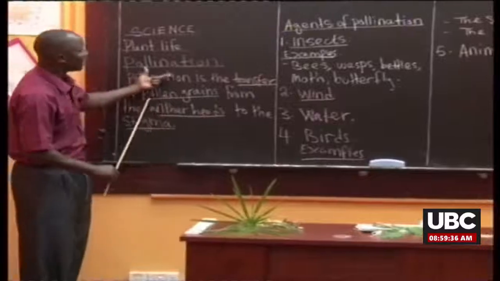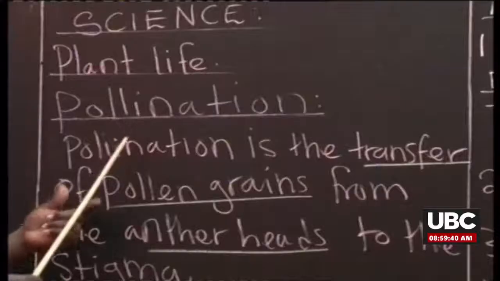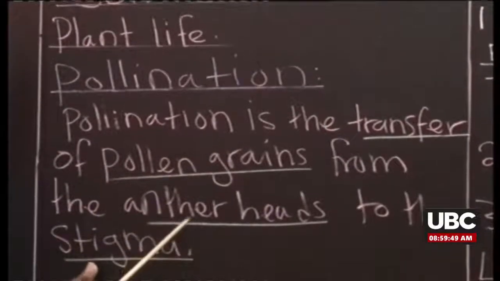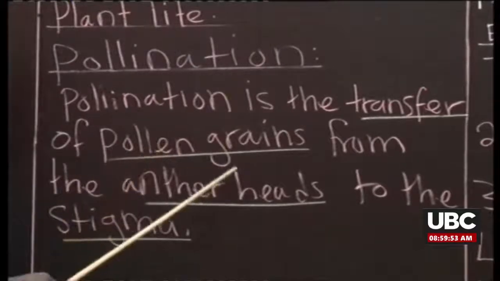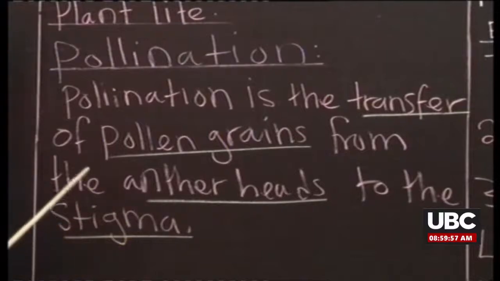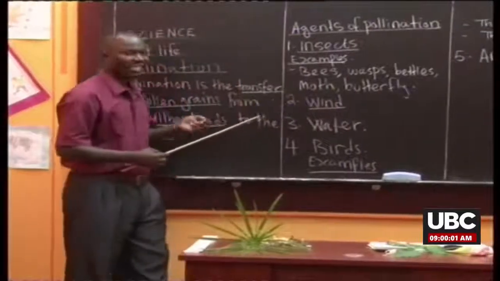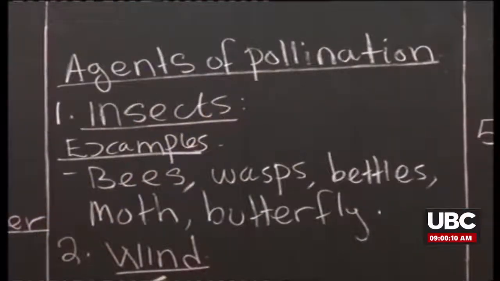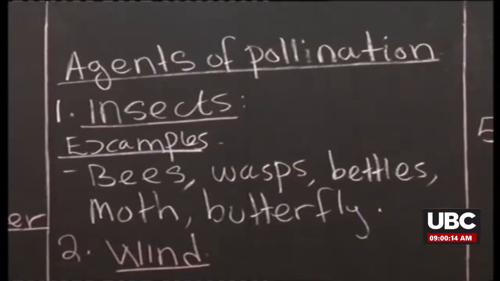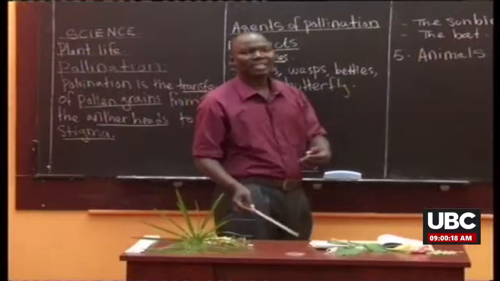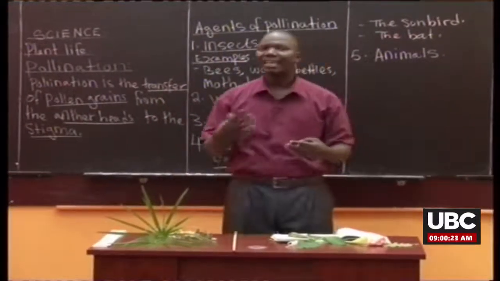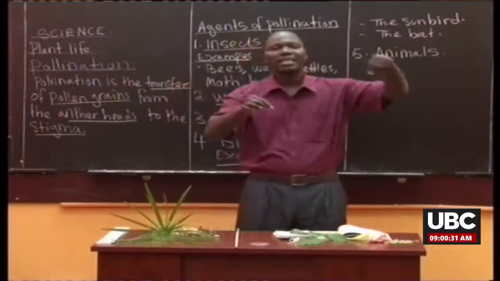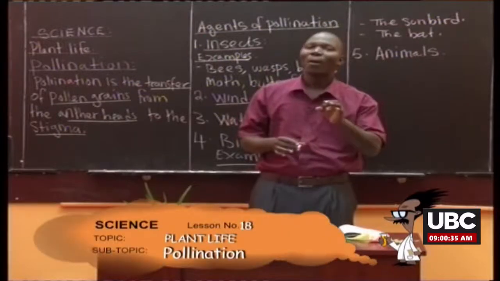What are we looking at? We are looking at what we call pollination. And what is pollination again, children? Pollination is the transfer of pollen grains from the anther heads to the stigma. The anthers produce pollen and the stigma receives the pollen. And what are those things that help to carry pollen? They are the ones we call agents of pollination. Among them we have insects, wind, water, birds, and animals. All those are the agents of pollination. They help to carry the pollen from the anther to the stigma.